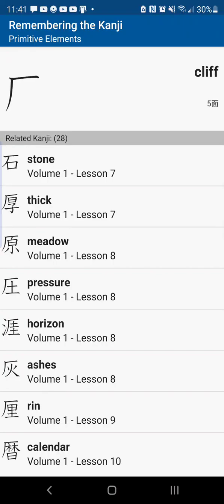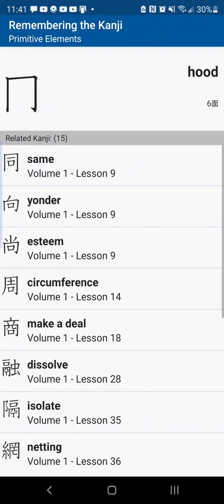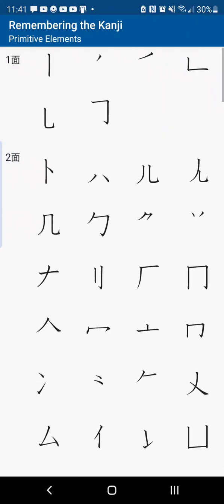Cliff. Kind of a box in the upper left. I could see a cliff there. Maybe a little Lion King energy. Lion walking up along the top. Hood. If you round this out, I could see that being a hood. Dude just drapes it over his head.